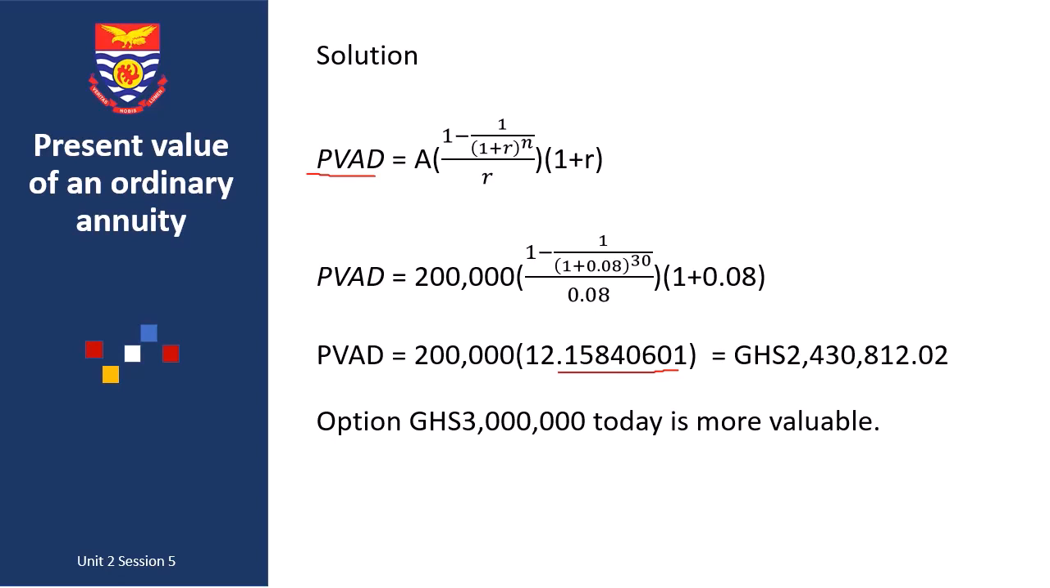So comparing it with the option, which is 3 million today, 3 million Ghana cedis is still what? More valuable, whether the payment is made at the end of the period or at the beginning of the year. So anytime you are comparing, you choose the one with the higher positive figure.